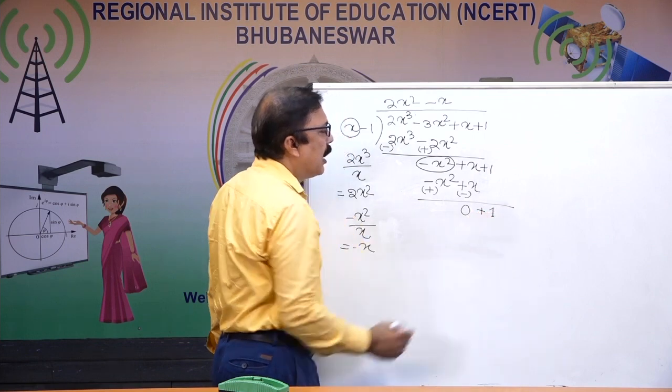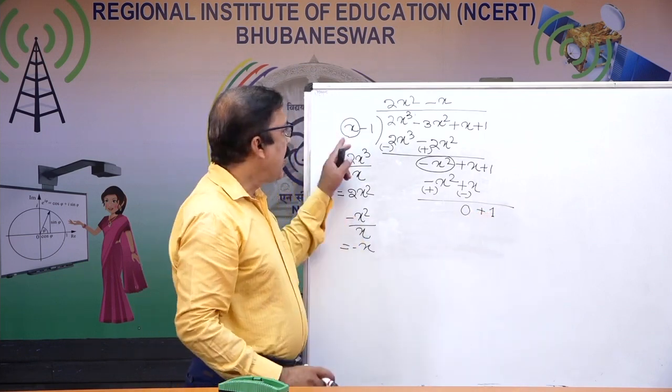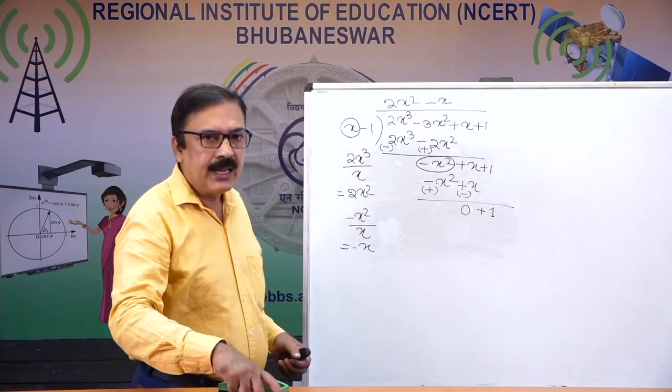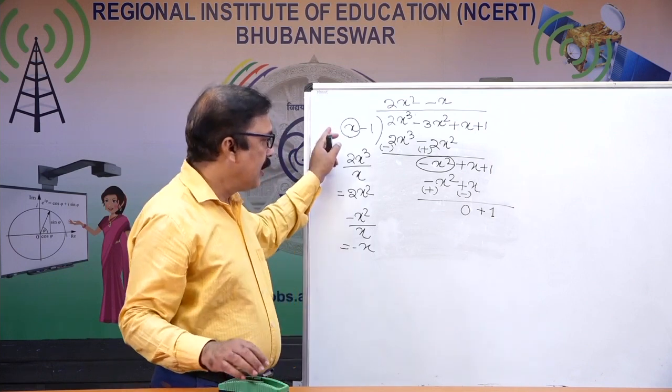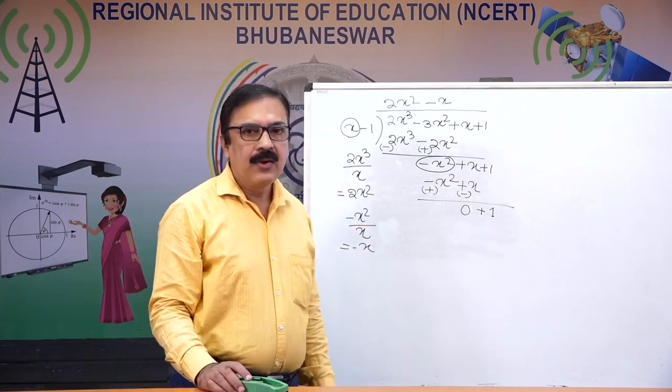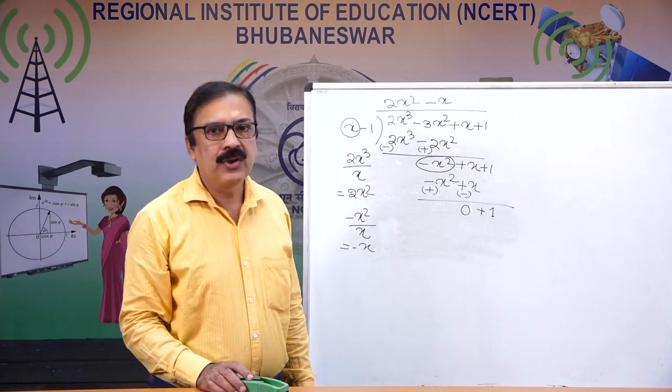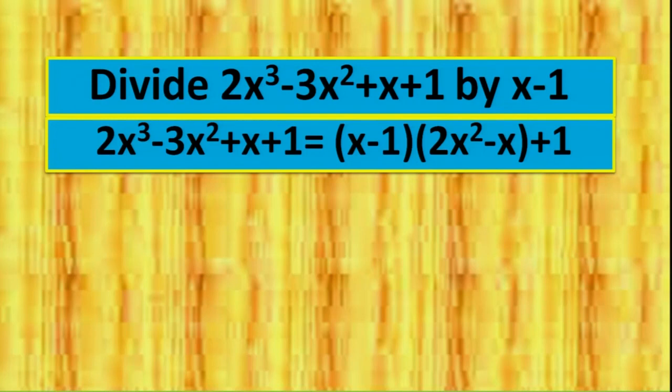Now see, x minus 1 is the divisor, and what is its degree? Its degree is 1. And in the case of the remainder, we have 1 and its degree is 0. So in this case, we can write 2x cube minus 3x square plus x plus 1 is equal to our divisor x minus 1 into quotient 2x square minus x plus remainder 1.